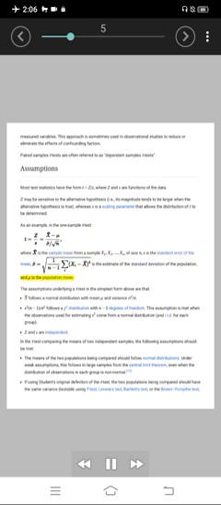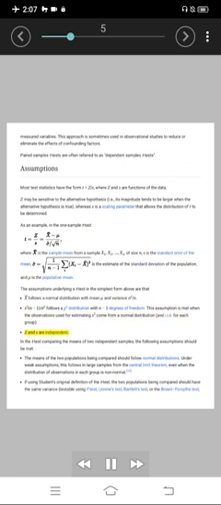The assumptions underlying a t-test in the simplest form above are that X-bar follows a normal distribution with mean mu and variance sigma squared over n. (n-1)S squared over sigma squared follows a chi-squared distribution with n-1 degrees of freedom. This assumption is met when the observations used for estimating S squared come from a normal distribution. And, for each group, Z and S are independent.